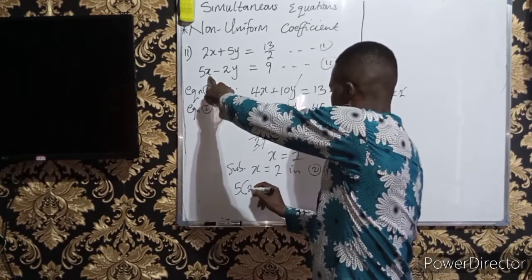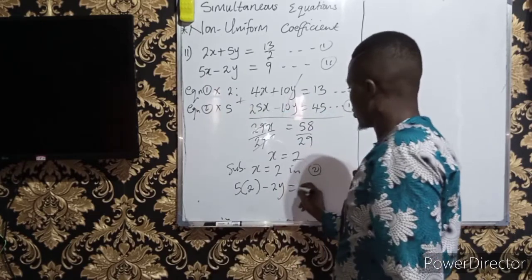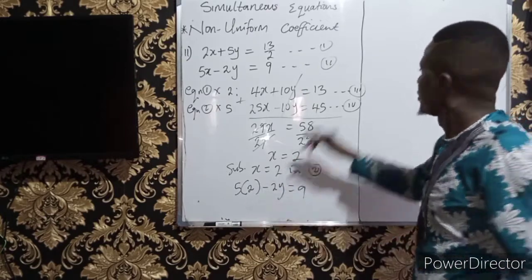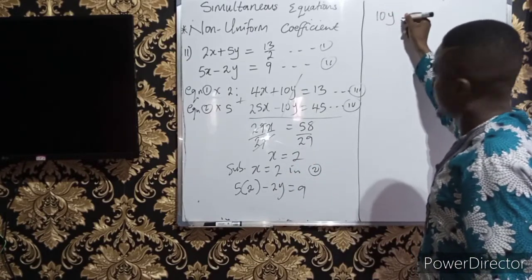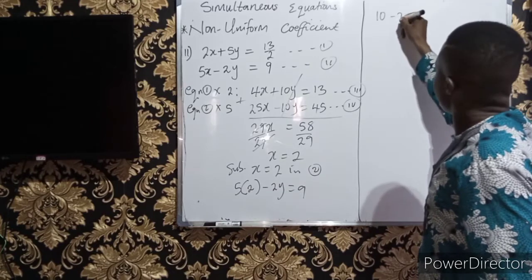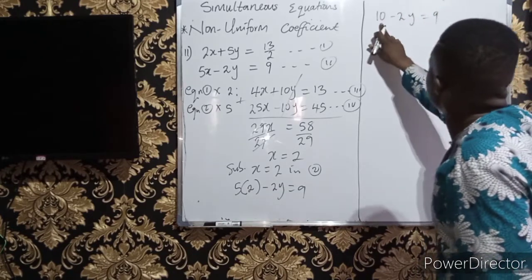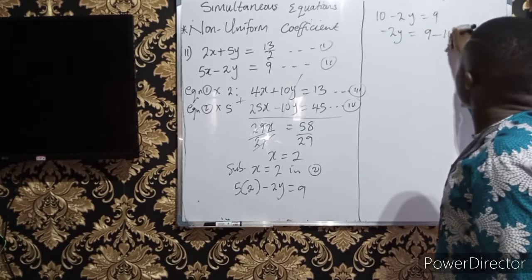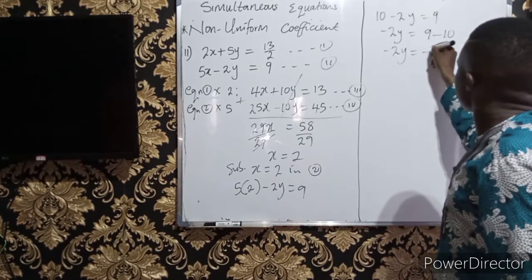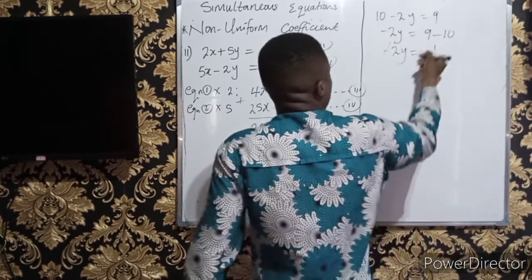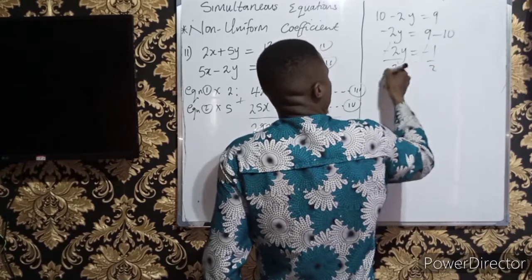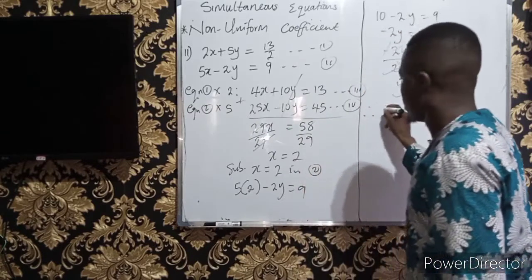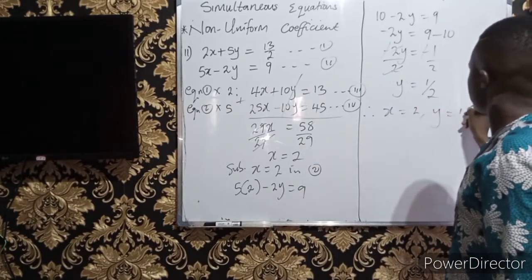Seeing x, I will put 2 minus 2y equals 9. Okay, so 5 times 2 will give me 10. Sorry, just 10 minus 2y equals 9. Then we come here, it turns to negative, so minus 2y equals 9 minus 10. Minus 2y is minus 1. So minus cancel minus, divide both sides by 2. So y is giving me just half. So therefore x is 2 and y is half.